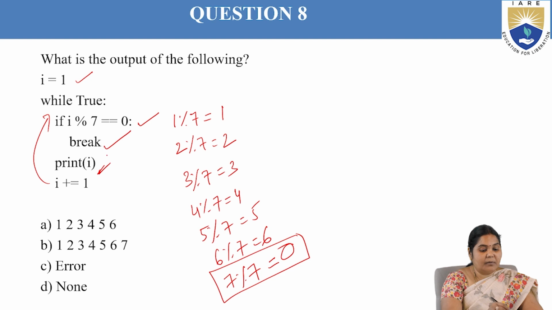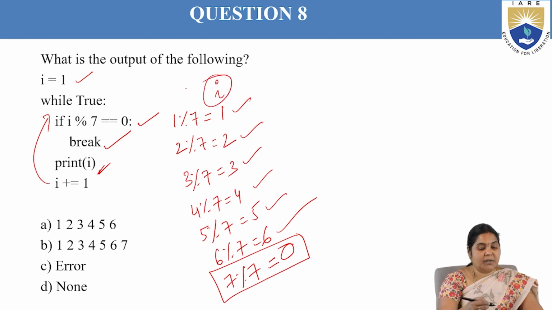Till that time, what are the values of i that are printed? 1, 2, 3, 4, 5, 6. These are the i values that you have printed. So what is the output for this? 1, 2, 3, 4, 5, 6. Yes, this is the correct output. Will 7 be printed? No, because 7 modulo 7 is 0.